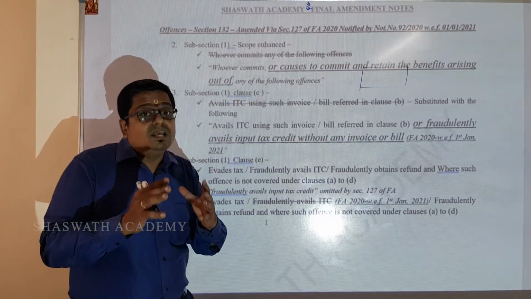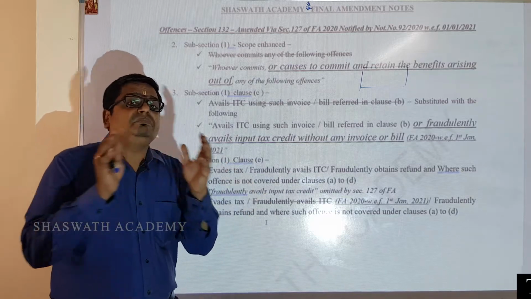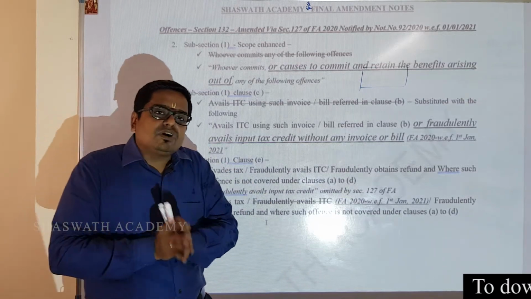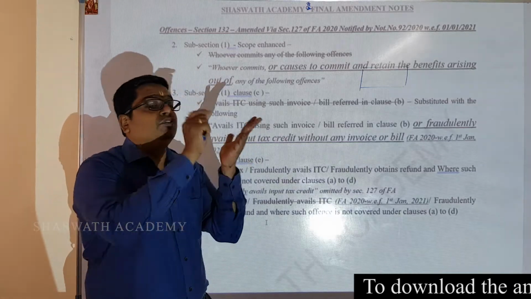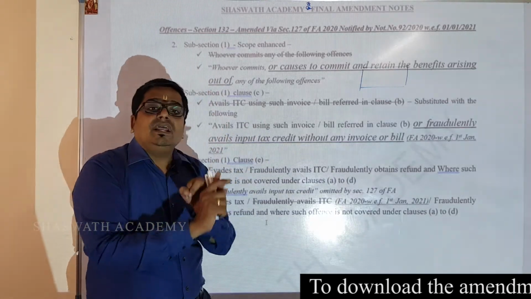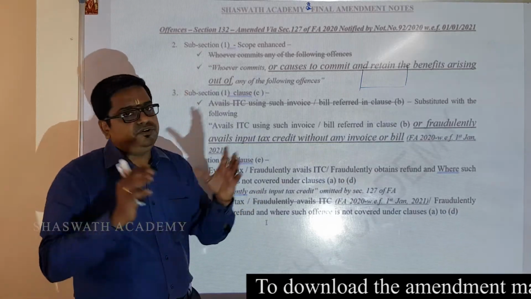So look at this. The amendment in the offenses and penalties chapter mainly focuses on what? The beneficiary, that too the wrong beneficiary. If you avail an erroneous refund, then you're all gone.